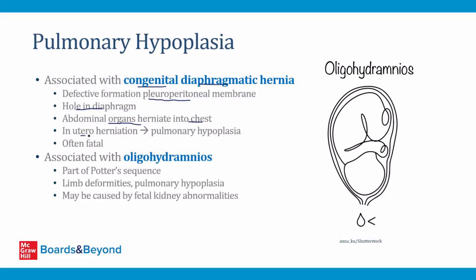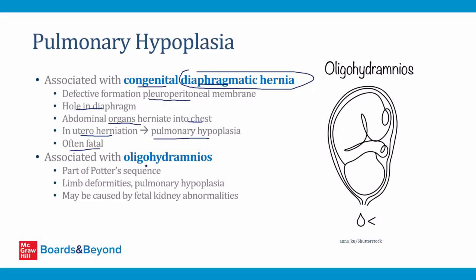And if this happens in utero, those organs will take up space inside the developing chest, and that will lead to underdeveloped lungs and pulmonary hypoplasia, and this can be fatal. And so even though this is a GI problem, a diaphragmatic hernia, it actually leads to underdevelopment of the lungs, and that's why it can be fatal.